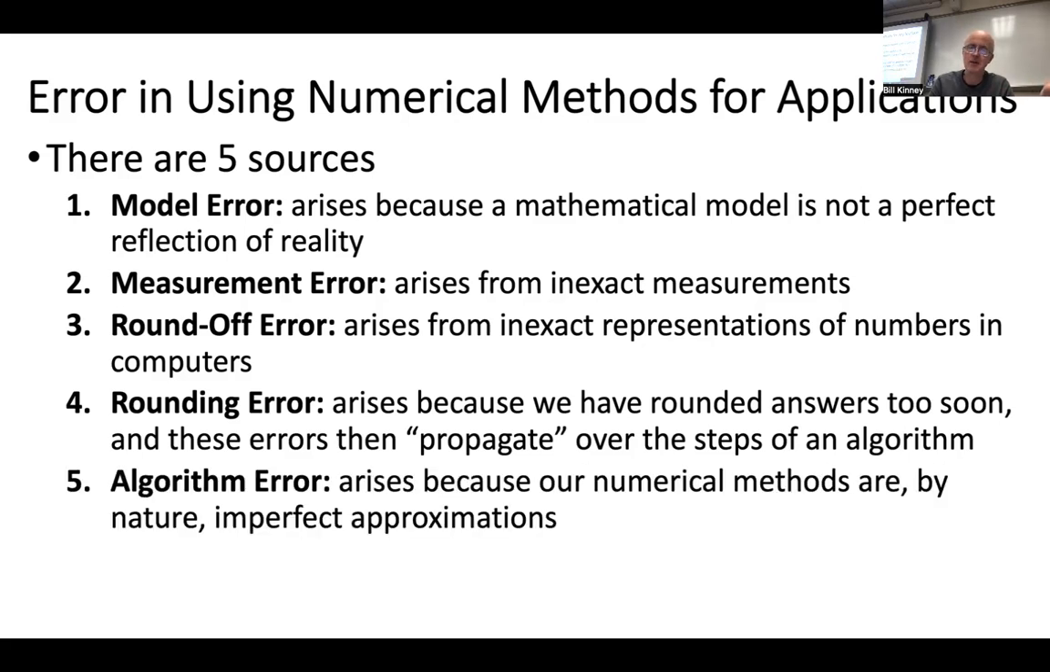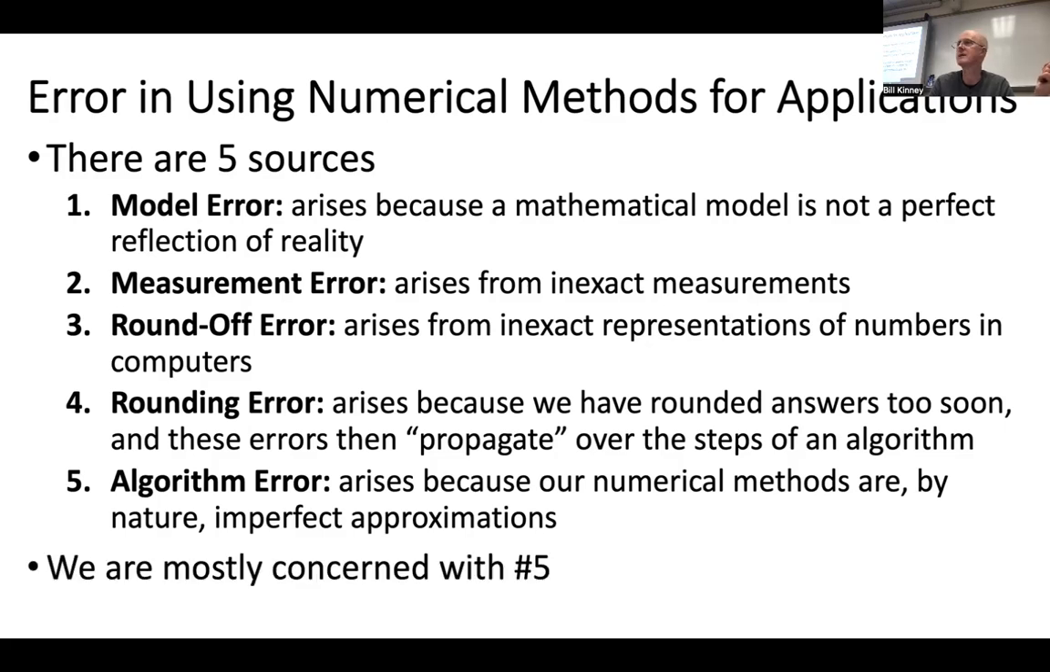Fifth error is called algorithm error. It arises because our numerical methods are, by nature, imperfect approximations. That's what we're mostly concerned with in this class. Algorithm error, or you could also call it theoretical error. Like with the bisection method, the fact that the theoretical error gets cut in half with each step because you're bisecting the interval. And there's a theorem in section 2.1 that describes exactly how that bisection error arises or behaves. We are mostly concerned with 5. If we didn't care about applications, then all we'd care about would be the last 3, 4, and 5.